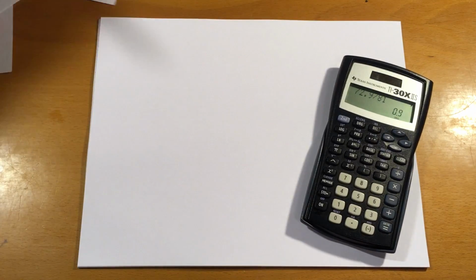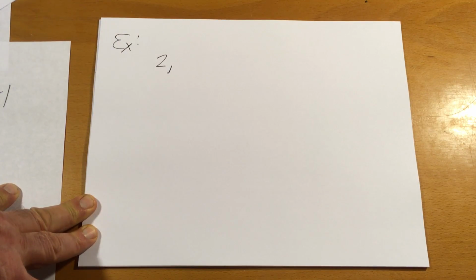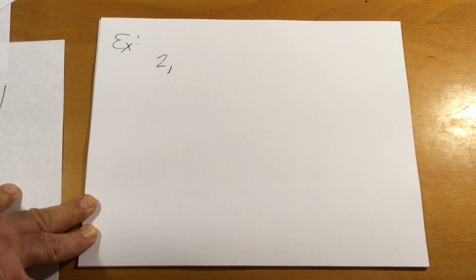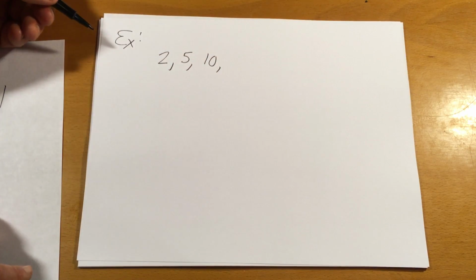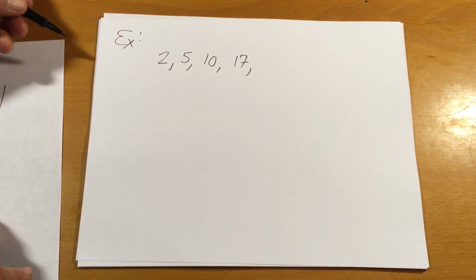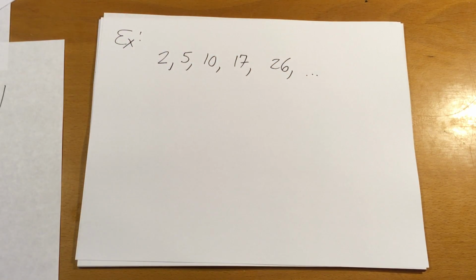The third example we have is a quadratic. Quadratics are going to be a little bit more difficult to see. So let's do an example of a quadratic. So let's do 2. And then let's do 5. And then let's do 10. And then let's do 17. And let's do 26. So we can look at that and see, well, that's clearly not arithmetic, right?